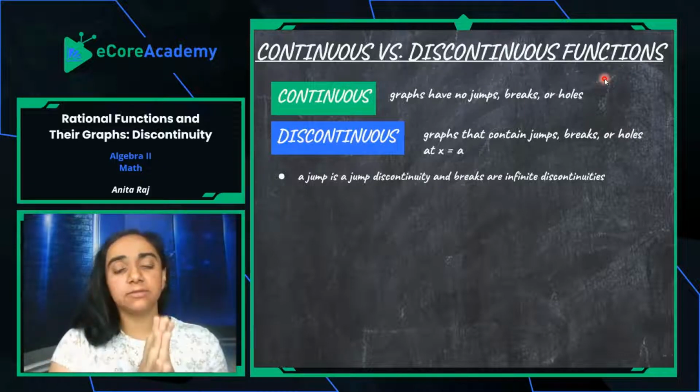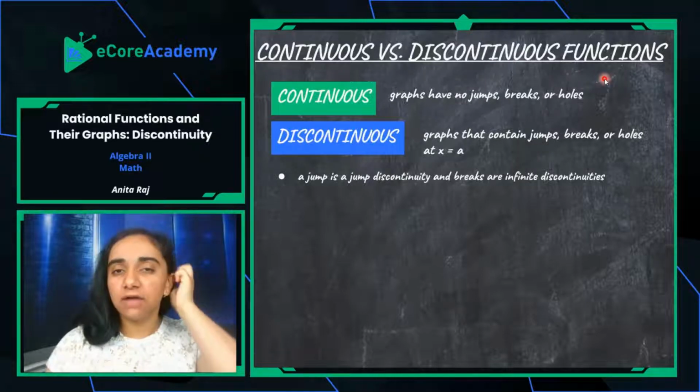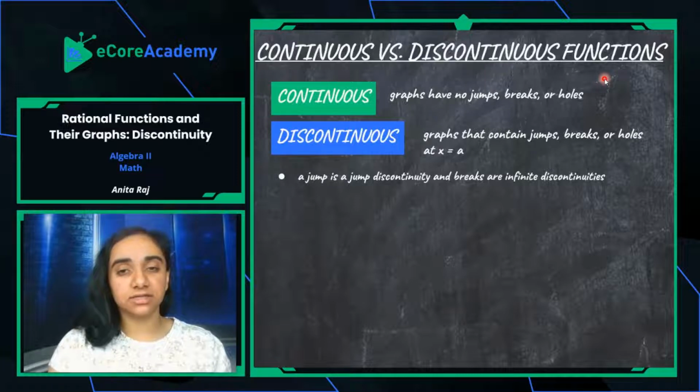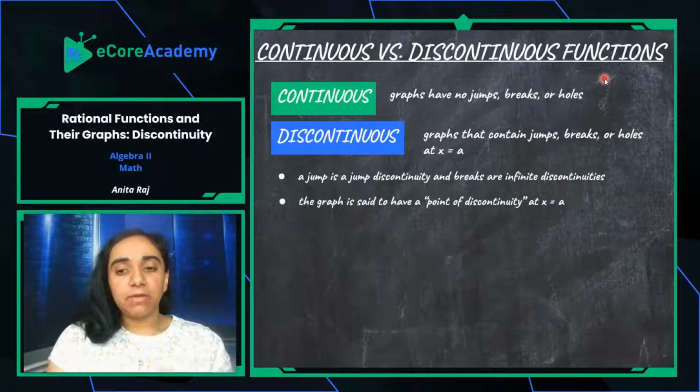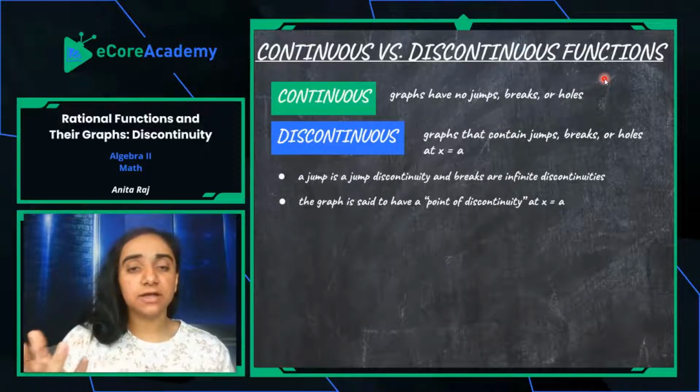But if they're both going in the same direction, let's say the function is increasing from both sides or decreasing from both sides, well, they don't have a defined point at that x value, so it's still a discontinuous function. The graph is said to have a point of discontinuity at x equals a. So again, a was that constant we were talking about. When the graph is said to have a point of discontinuity, that's what a hole is.